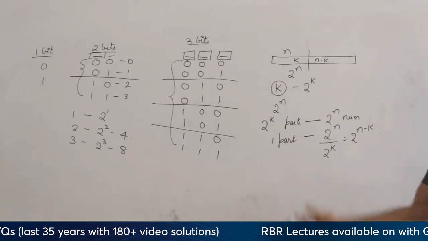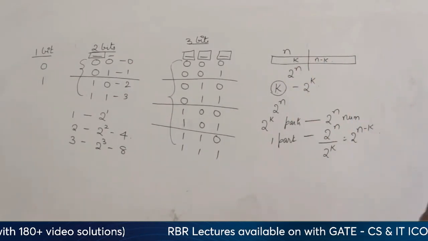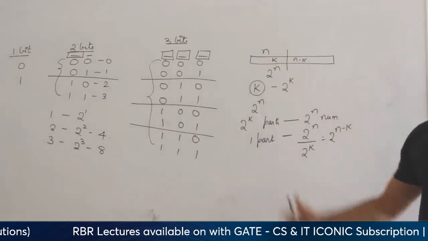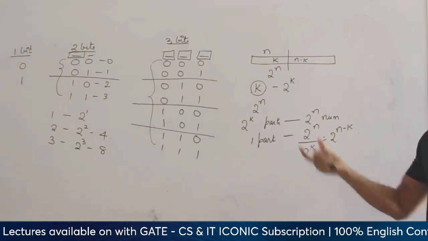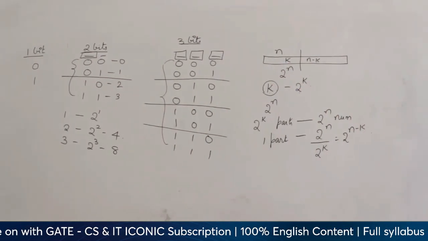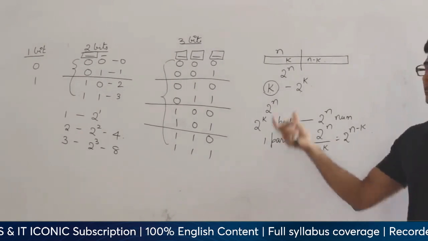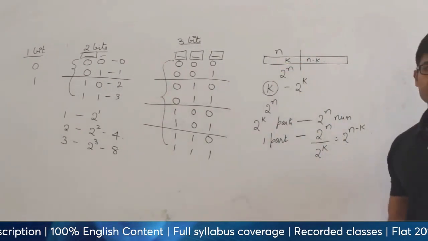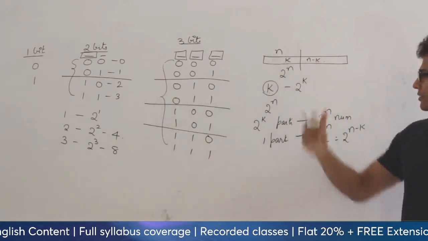In operating systems, this n bits is generally the address of a memory, and the k bits is nothing but the page number or block number or segment number, and the remaining bits are nothing but the page offset or page size, right? And coming to computer organization, this n bits is the address, and this k bits is the tag or block number, and the remaining is the block size.